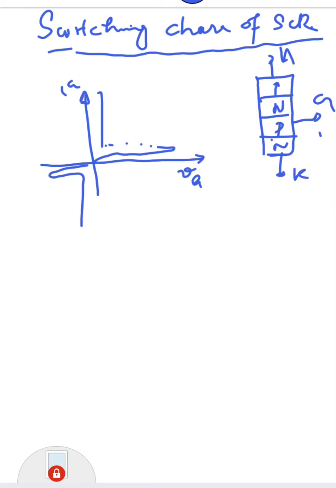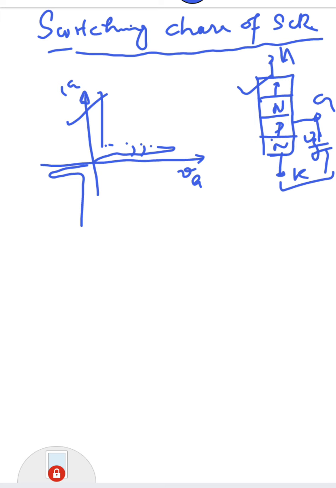In the last few videos, we were discussing the characteristics of SCR, that is, the static characteristics of SCR. So this is a static characteristic. It's a graph between VA and IA, and this is the structure of SCR. And we have learned the gate triggering method. When you apply voltage, that's the most efficient technique. When you apply voltage between gate and cathode, you can easily trigger SCR.